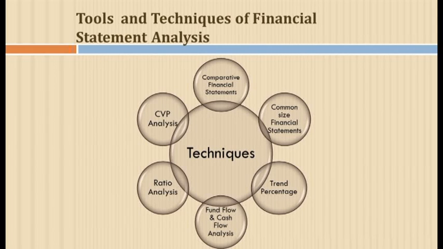Now we are moving to the next important point, that is the techniques of financial analysis. There are 6 techniques. The first is comparative financial statement, then the common size financial statement, the third is trend percentage, the fourth is fund flow and cash flow analysis, the fifth is ratio analysis, and the sixth is CVP analysis, which is cost, volume, profit analysis. So the 6 techniques are there. Now start with the first technique, that is comparative financial statement.